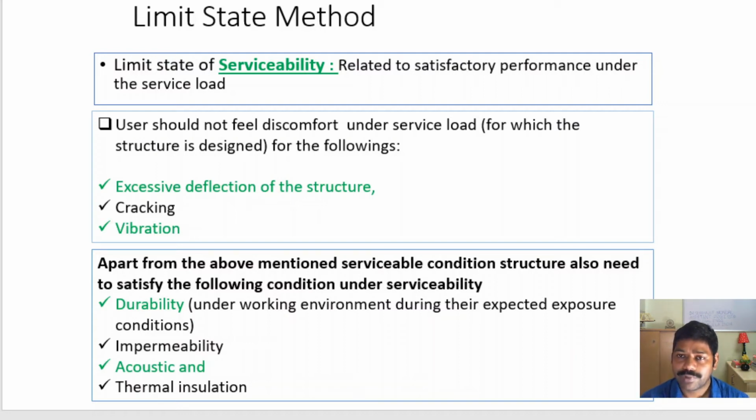durability, impermeability, acoustics, and thermal insulation. Impermeability means there should not be excessive cracks. You will find that due to shrinkage there can be internal cracks, and if the internal cracks join together, then there will be a passage for water leakage. So you should take care while designing. You should take care of the shrinkage part also.